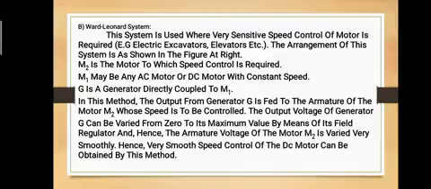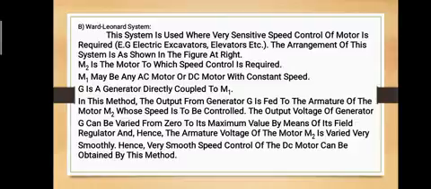Ward-Leonard system. This system is used where very sensitive speed control of a motor is required, for example electric excavators, elevators, etc. The arrangement of this system is as shown in the figure at right. M2 is the motor whose speed is to be controlled. M1 may be any AC motor or DC motor with constant speed. G is a generator directly coupled to M1.